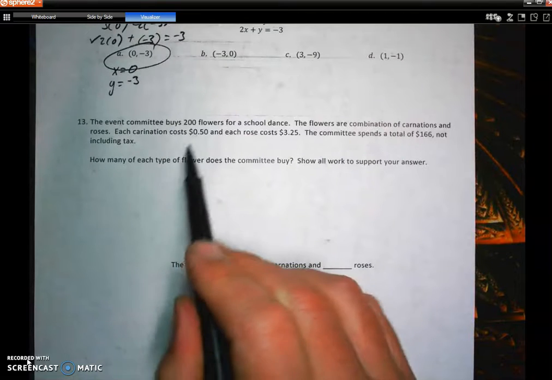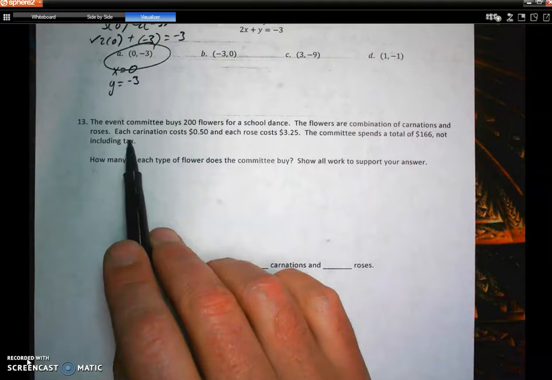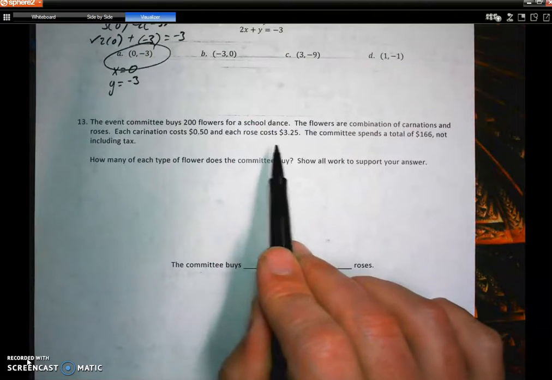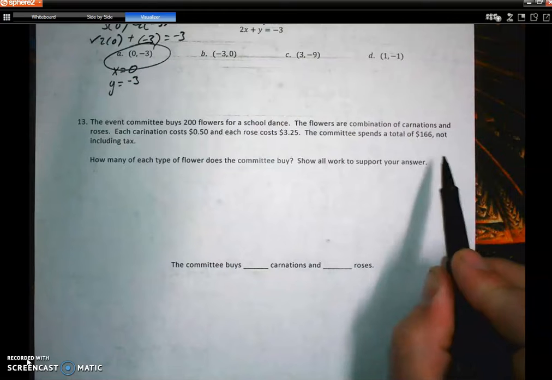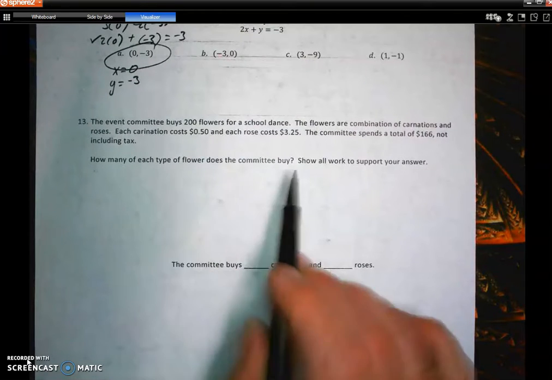The event committee buys 200 flowers for a school dance. The flowers are a combination of carnations and roses. Each carnation is 50 cents, and each rose is $3.25. The committee spends a total of $166. How many of each type of flower should they buy?